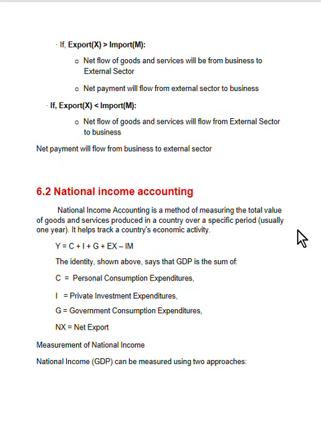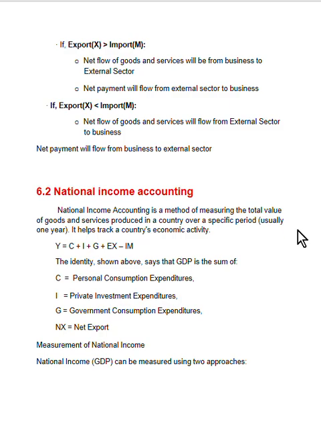Now, the main part I'm going to talk about is national income accounting, how to calculate it and how it works. National income accounting is a method of measuring the total value of goods and services produced in a country over a specific period, usually 1 year. It can be expressed by the equation Y = C + I + G + EX - IM.